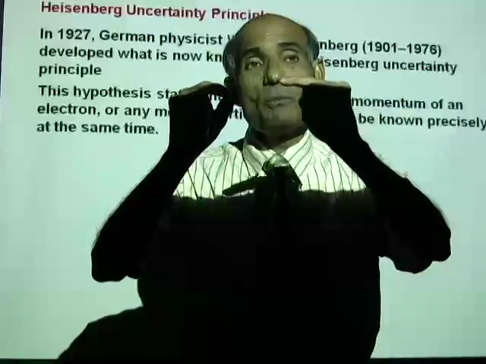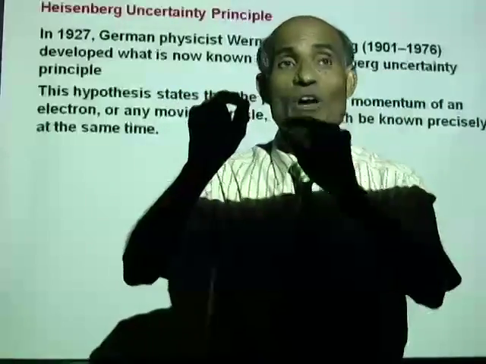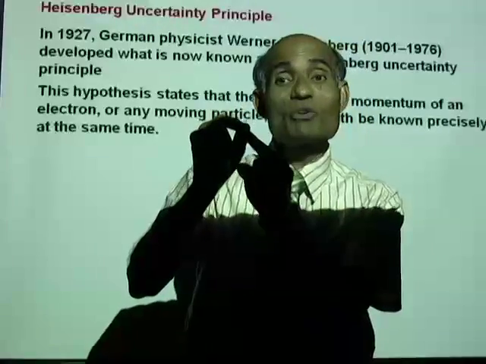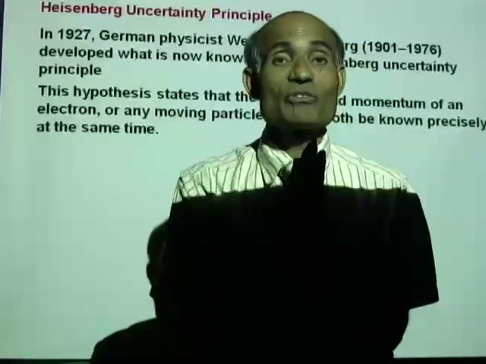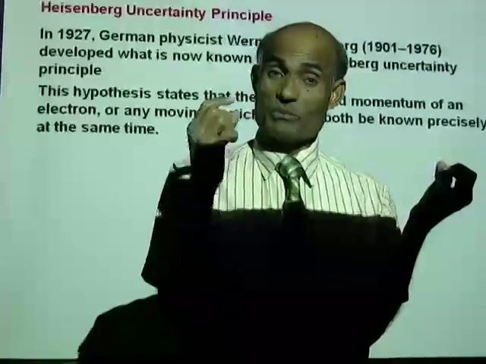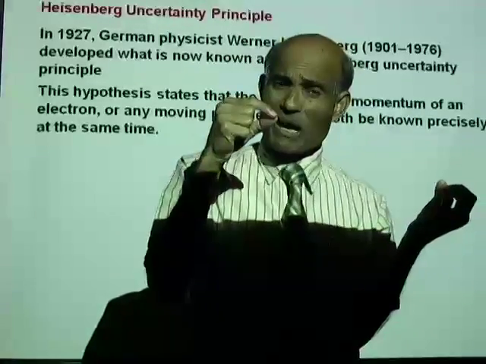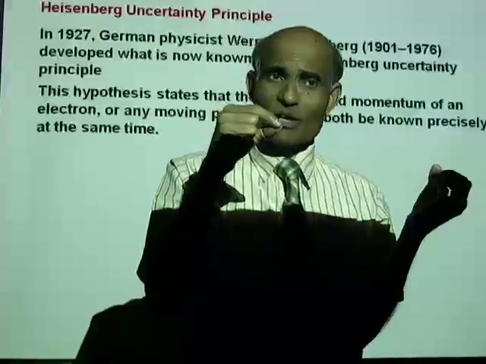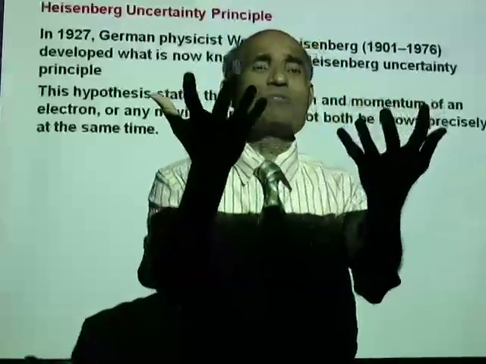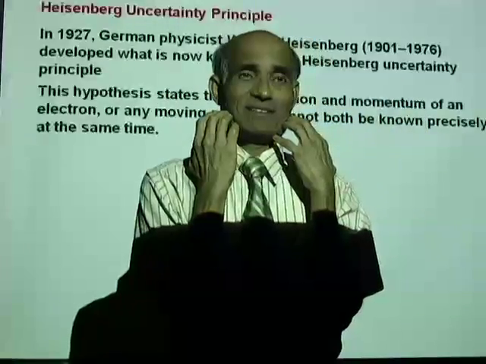If I try to measure precisely the velocity of a moving electron, I lose information about its position. That is what it means. Now, how can that be? Well, remember, an electron is such a very minute, tiny particle. If you want to locate a particle, how do you locate me?